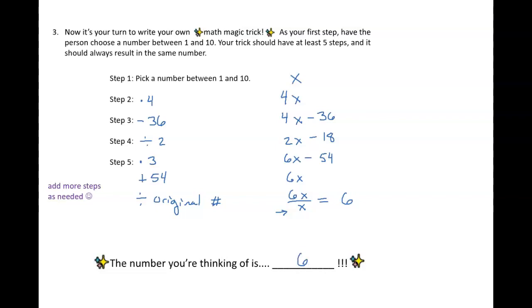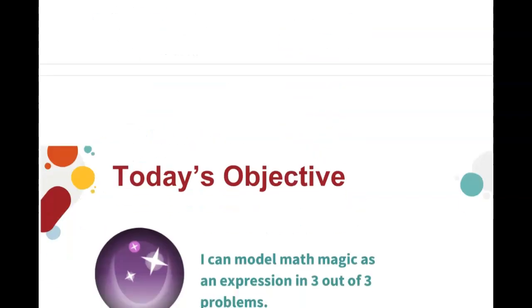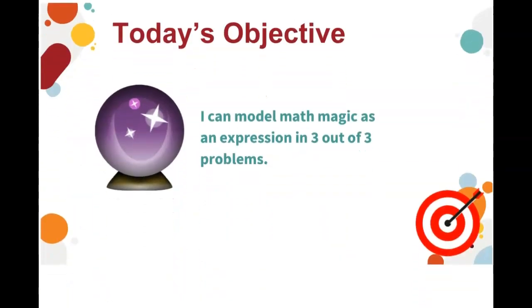Now, have you thought of a different pattern than that? That's totally awesome as well. You saw that I just kind of wound around and added some numbers, subtracted some numbers, multiplied, divided, and then tried to get back to just a single number. So that covers today's objective. I can model math magic as an expression in 3 out of 3 problems.